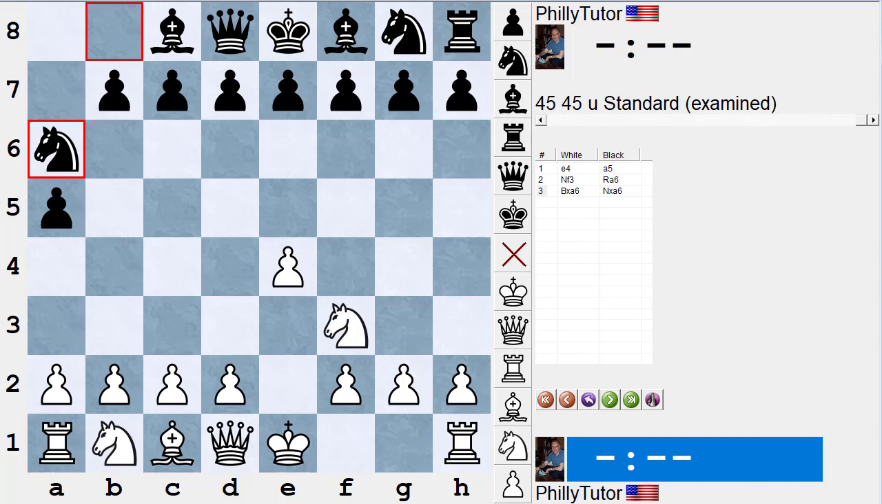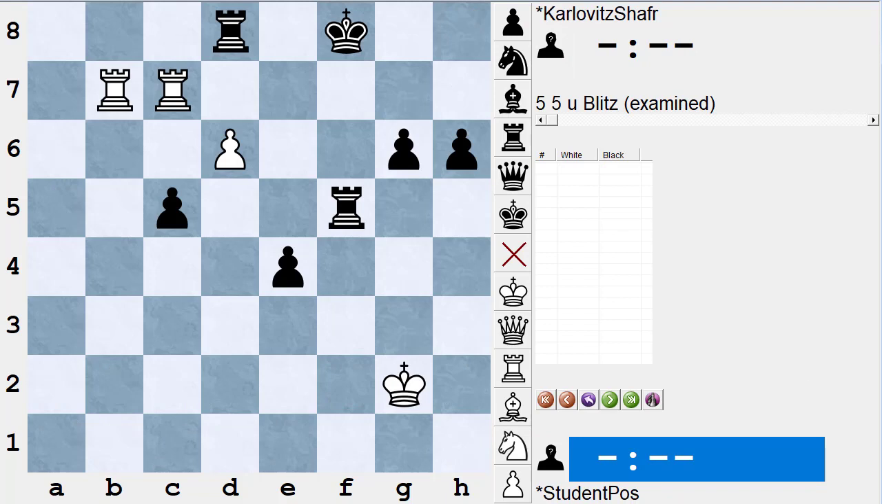Let me use my library here and bring out number. Let's see if this is the right one. Nope, wrong one. Hold on a second.